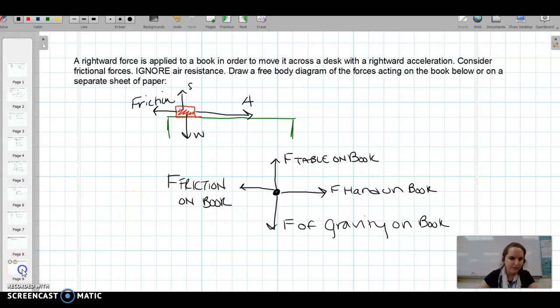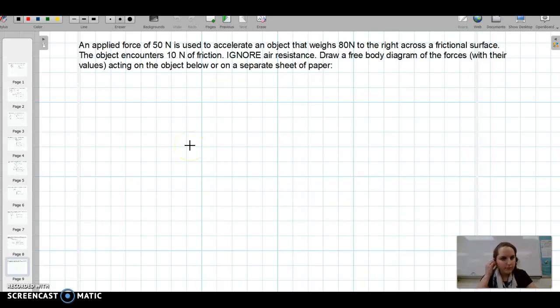And last one here. So the applied force of 50 newtons is used to accelerate an object that weighs 80 newtons to the right across the frictional surface. The object encounters 10 newtons of friction. Ignore air resistance. Draw a free body diagram for the forces. So this one's a little bit different, right? This time we are actually given the magnitude for our forces. So we're not sure what the object is, so let's just pretend that it's a ball. A very heavy ball, but a ball nonetheless.